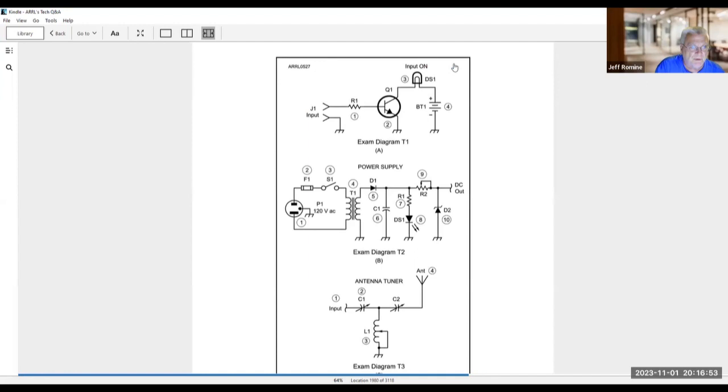There we go. I think it was resistor. Okay, we're on T1. What was it? I forgot what the number was. Hang on. I've lost it now.